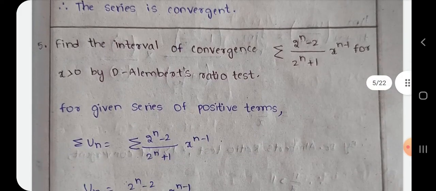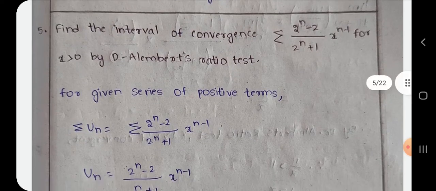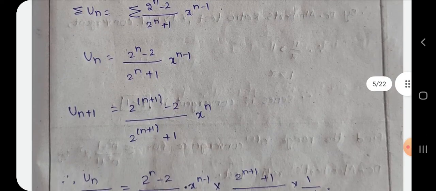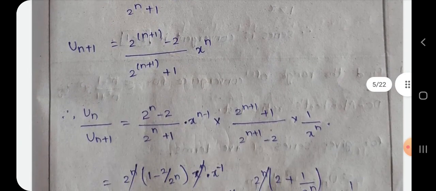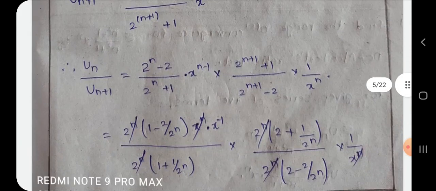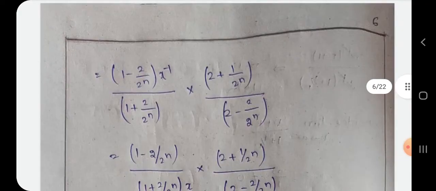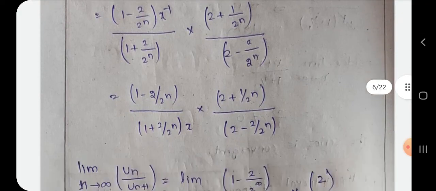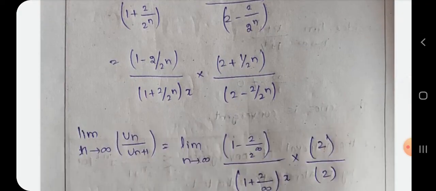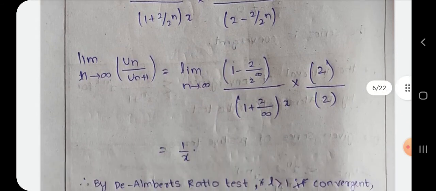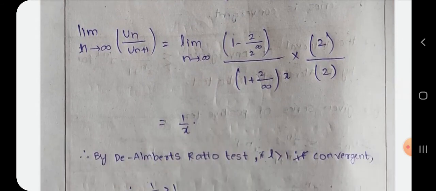Fifth one, you are getting an interval of convergence for this D'Alembert's ratio test. So on applying that summation, you are selecting the general term, calculating un plus 1, then un divided by un plus 1. On getting one particular piece of information, and directly on making the simplification, you got this. On applying your limit, you are getting the final answer 1 by x.